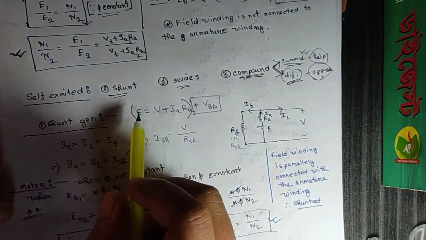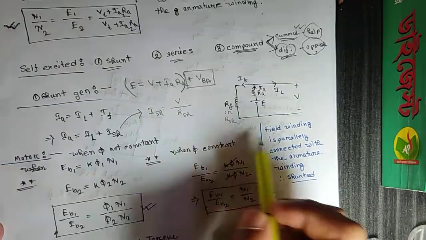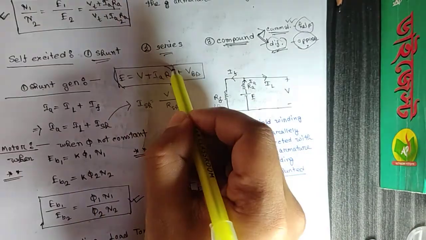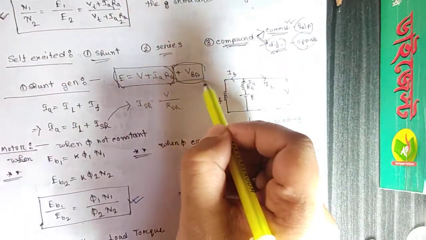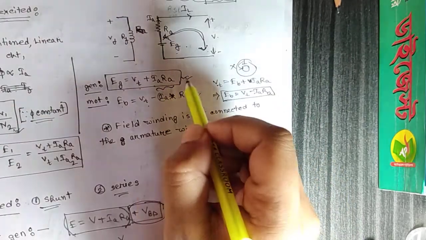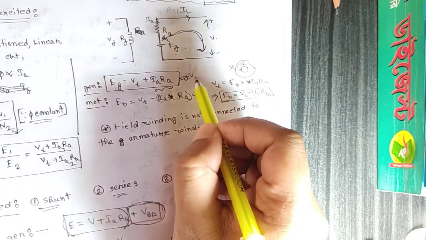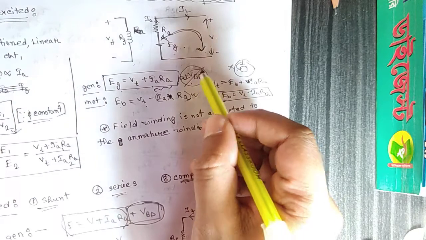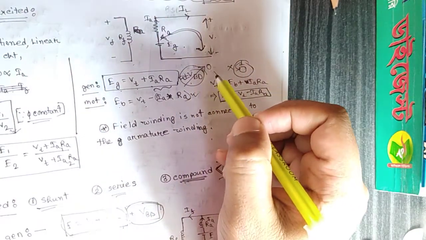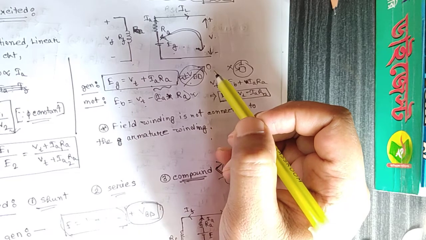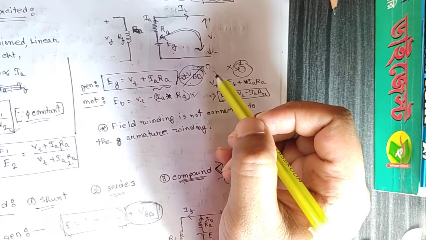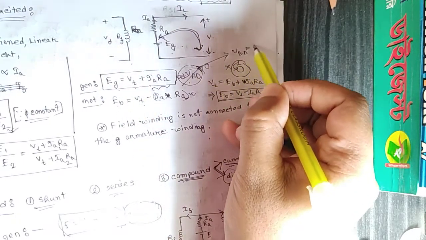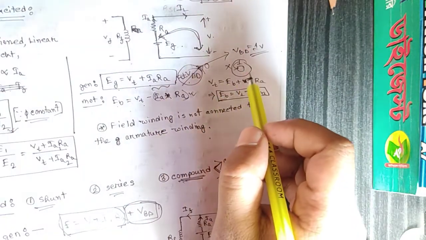So first, the DC shunt generator, the equation is like that: E equals V plus Ia Ra. We can also add the brush voltage drop if it is mentioned. If it is not mentioned, then we have to omit it. But if they say consider brush voltage drop but the value is not given, what will you do? You will take this brush voltage drop as 1 volt. Remember, it is important.